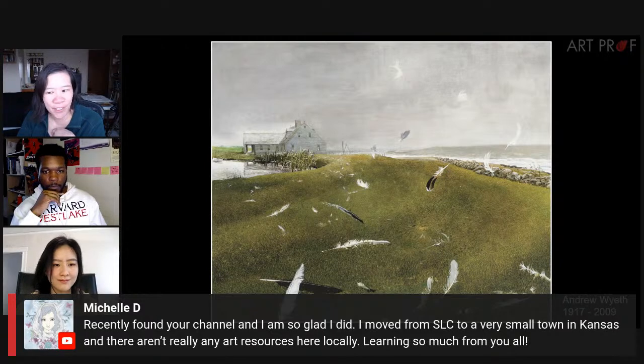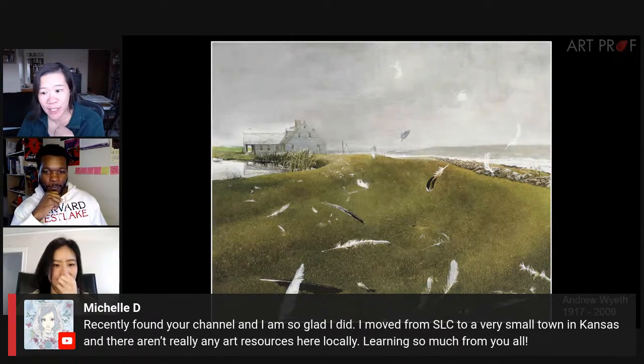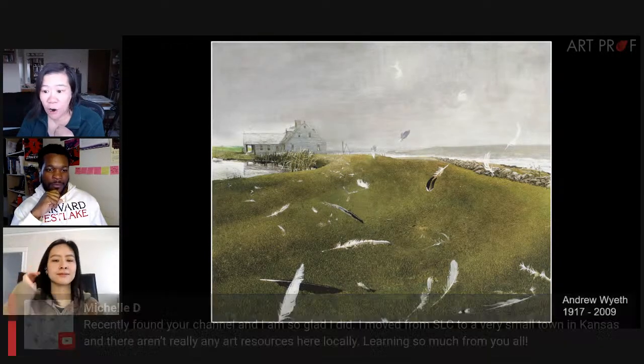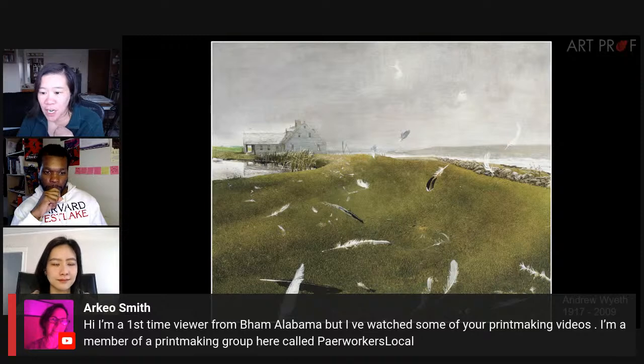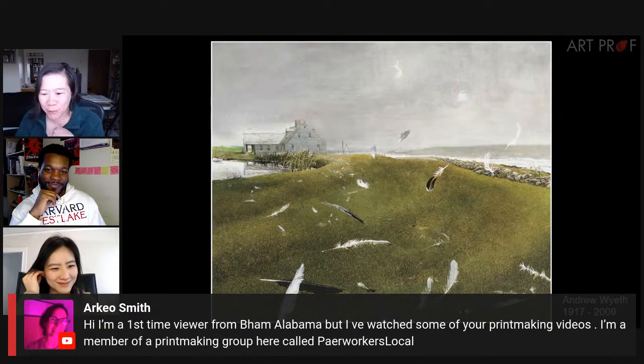Look at this. We've got all these people watching us for the first time. We have Michelle, who moved from Salt Lake City to a small town in Kansas. There aren't any art resources here. Archeo, first time from Alabama, watch some of the printmaking videos. Awesome. I'm always happy to bring on more nerdy printmaking content wherever we can.